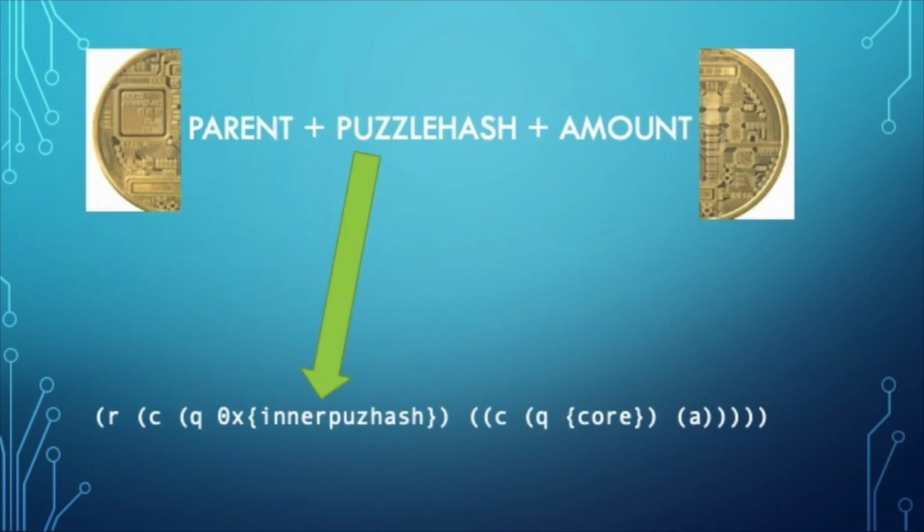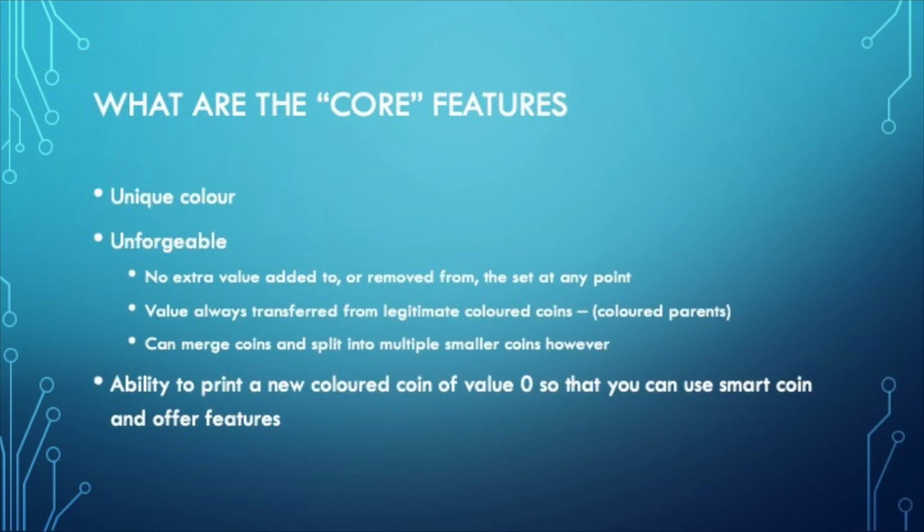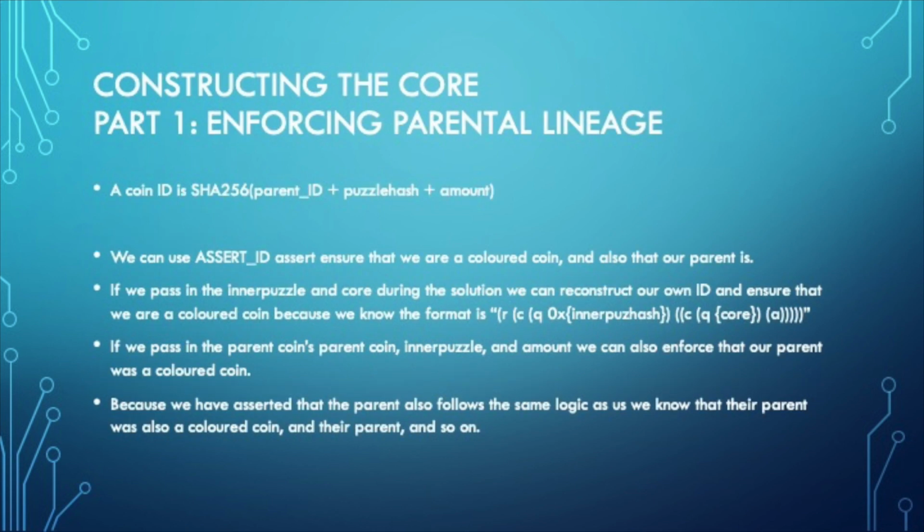Think about it like this, where a normal coin has a parent, puzzle hash, amount, we'd take that puzzle hash and put it into the inner puzzle hash. This way we still have a commitment to a puzzle behaviour, but we're also enforcing the coloured behaviour too. So what are the features that the core is enforcing? It has a unique colour that is unforgeable, the ability to do trade offers, and the ability to print a zero value coin so that people can use trade offers.